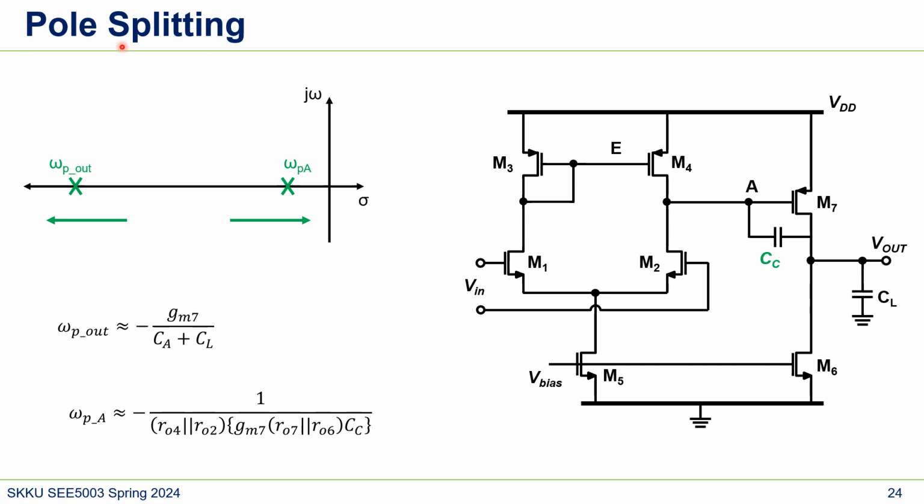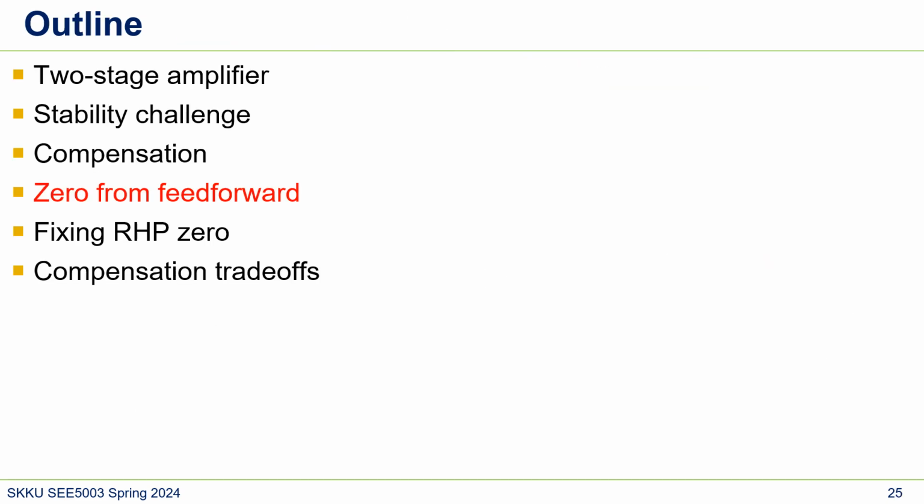And that's pole splitting by adding CC, which is also Miller compensation. So far, we talked about Miller compensation to improve phase margin. So this compensation improves phase margin, but it can cause a problem, which is a zero. It can generate a zero from that feed-forward path.